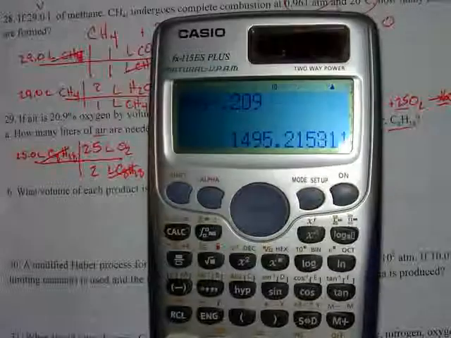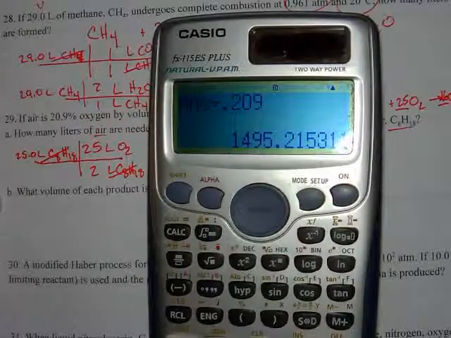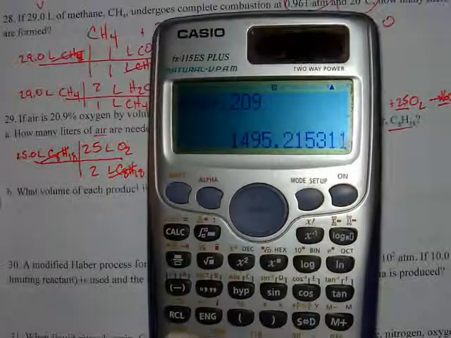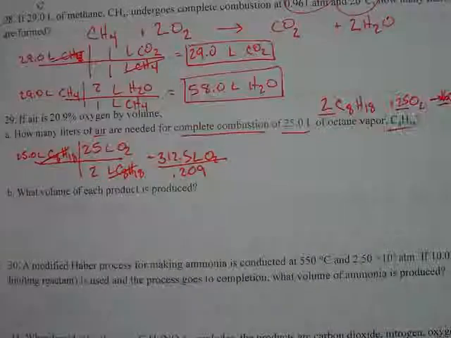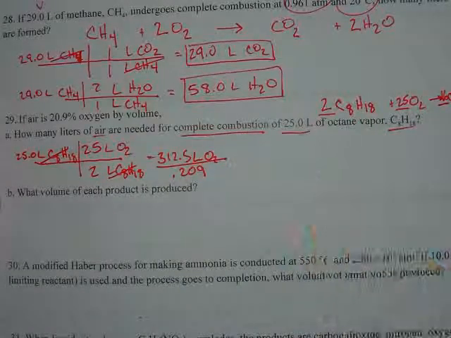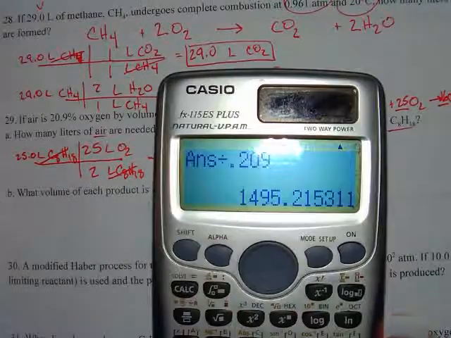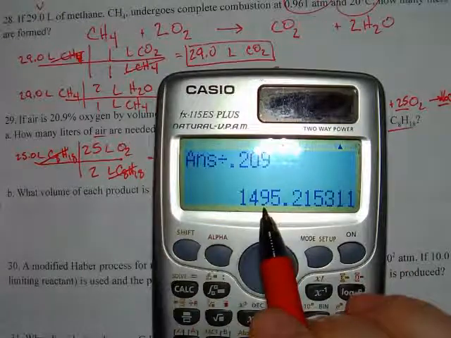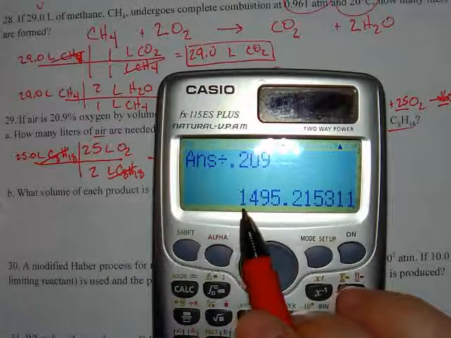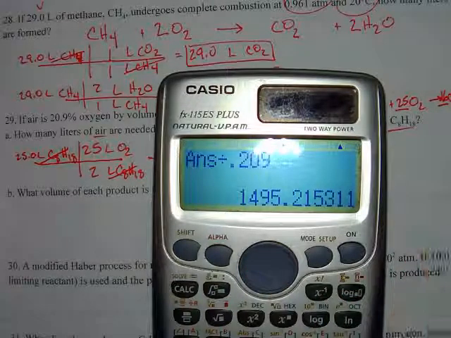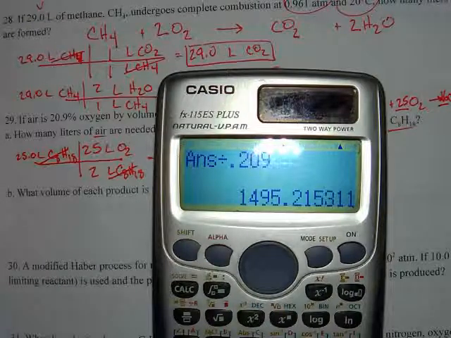Now I got a pretty big number there, 1,495.215311. But I do want to consider the appropriate number of significant figures. The question gave me 3 sig figs to start with, so I'm going to end with 3 sig figs. That would be right there. That 5 tells me to turn this into actually 1,500, but 3 significant figures.